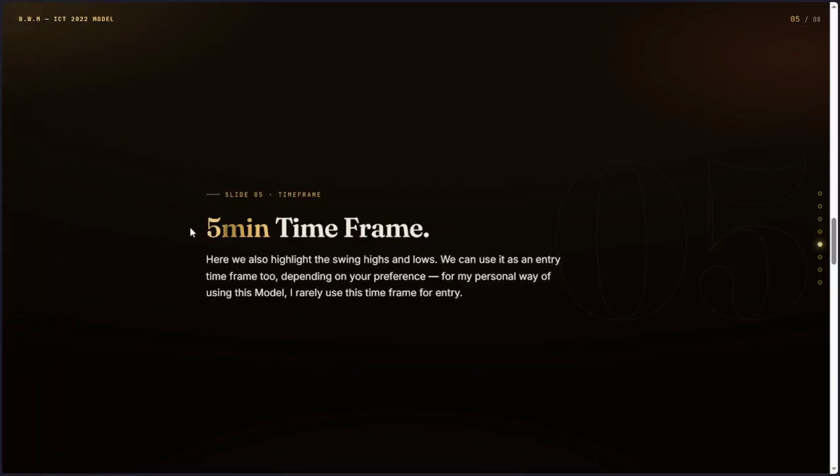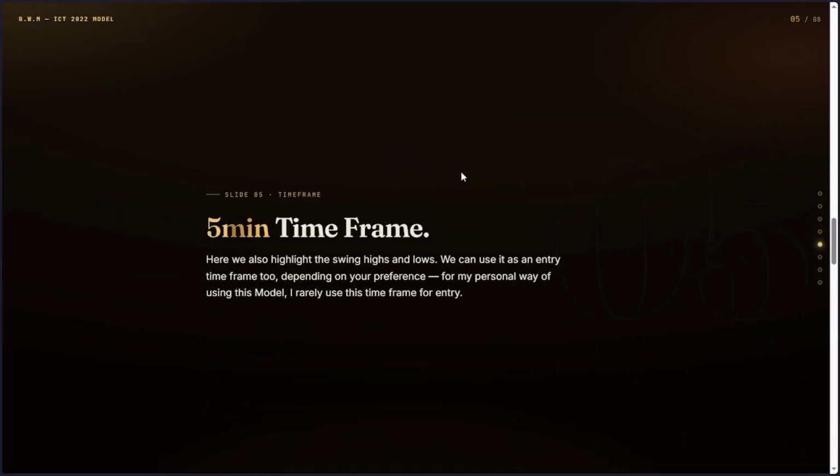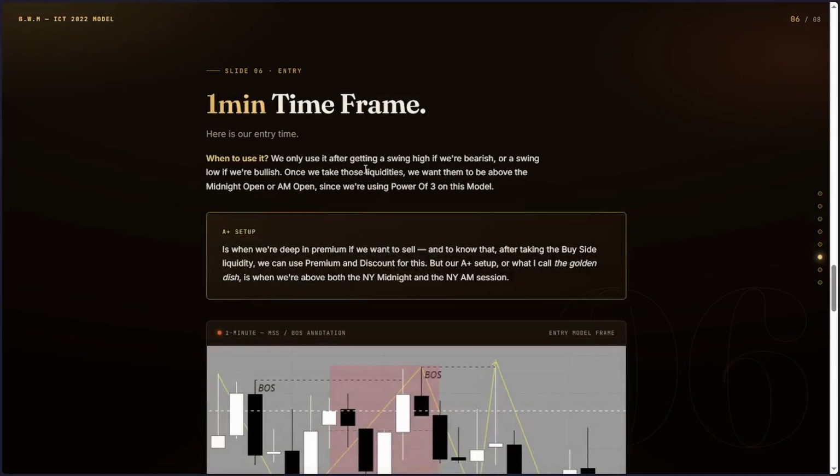The 5-minute time frame: here we're also going to highlight swing highs and lows, fair value gaps, and other stuff. Once we take any swing of the 15-minute or 5-minute time frame, we're going to go strictly to the 1-minute time frame. Here is our entry setup, and we're going to use it to enter. As I said, we use it after getting a swing high if we're bearish, or a swing low if we're bullish. Once we take those liquidities, we want them to be above the midnight open and AM open, since we're using the power of 3 in this model.